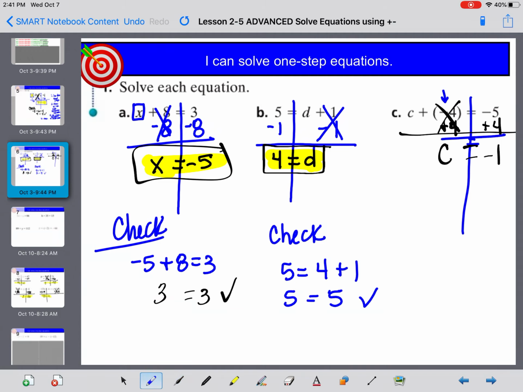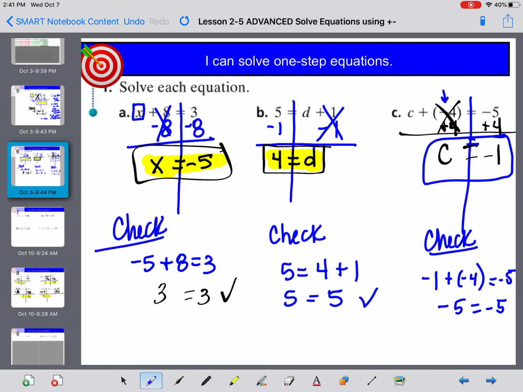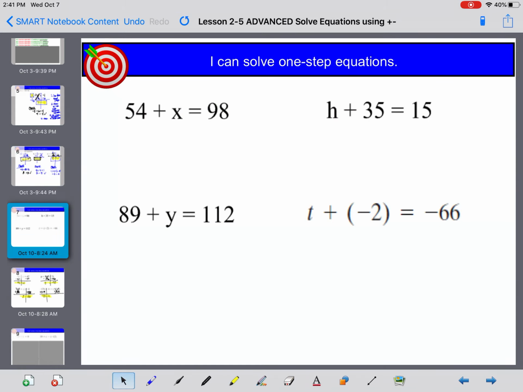Negative 5 plus 4 is negative 1. Before we can declare negative 1 our official answer, we want to check our work. Negative 1 plus negative 4, does that equal negative 5? And it sure does. So negative 1 is the correct answer.